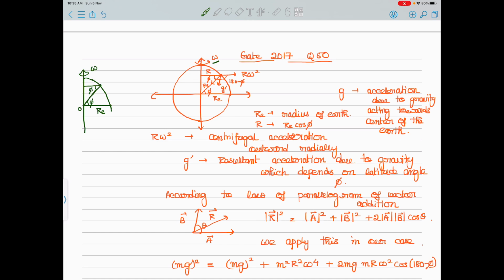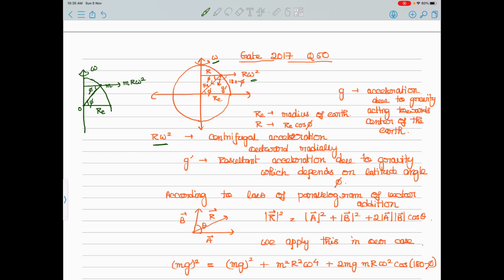So now suppose we have a mass m over here. Since it is in the rotating frame of motion, there will be an outward directing centrifugal force of magnitude m r omega square. I have written r omega square as the centrifugal acceleration, which is radially outward on this mass.